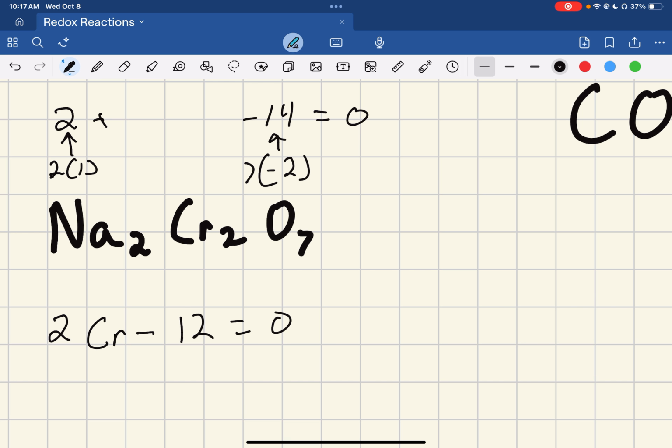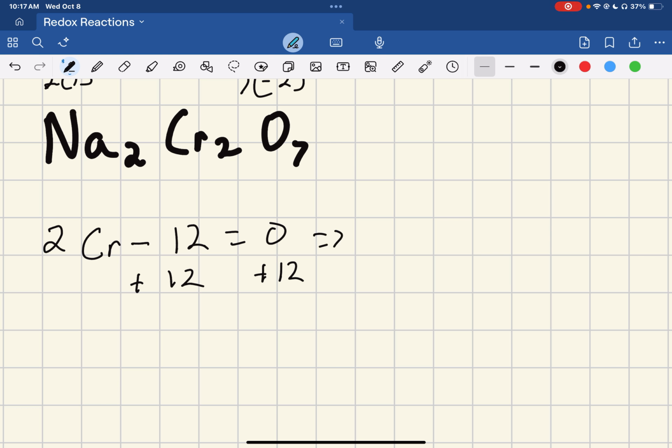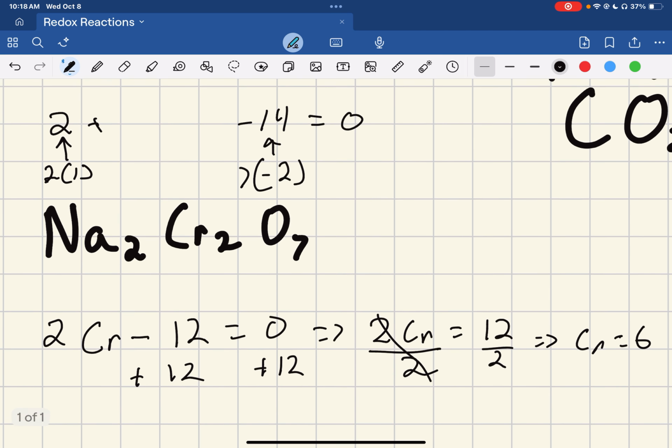All right. So let's do the algebra. Let's say plus 12, plus 12. All right. This now becomes 2 chromate. Oh, that's an ugly chromate. Let's try that one more time. Chromate is equal to positive 12 or just 12. We're going to divide by 2 for each of these. Divide by 2. And we get each of these chromates to be equal to 6. All right. Pretty simple. So positive 6. So bring this up here.